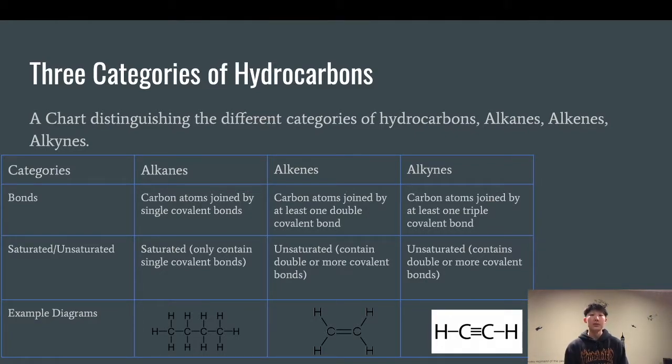We can use the terms we just learned before to describe these different hydrocarbons. So for the alkane, like this model right here, it would be saturated because it only contains single covalent bonds, no double bonds or triple bonds. And alkenes would be unsaturated because it contains a double bond.